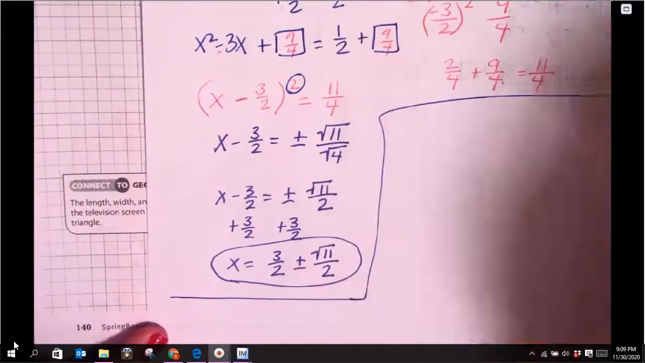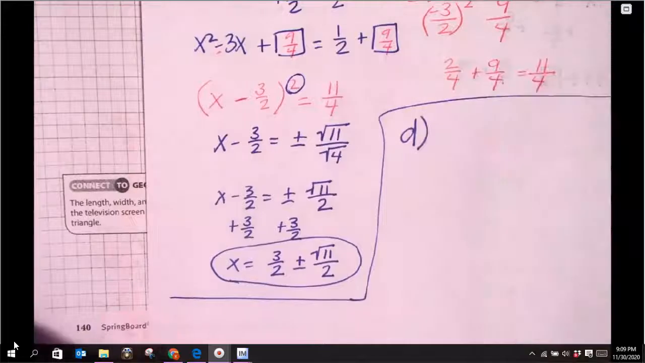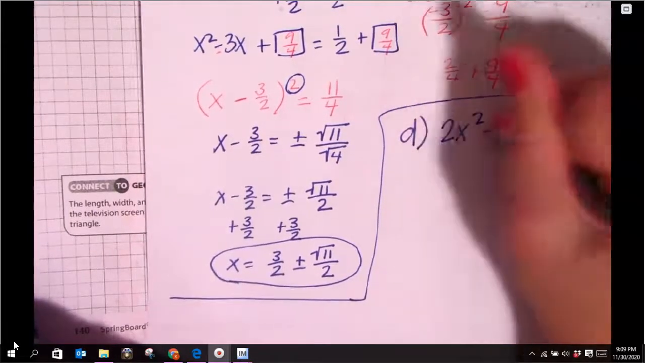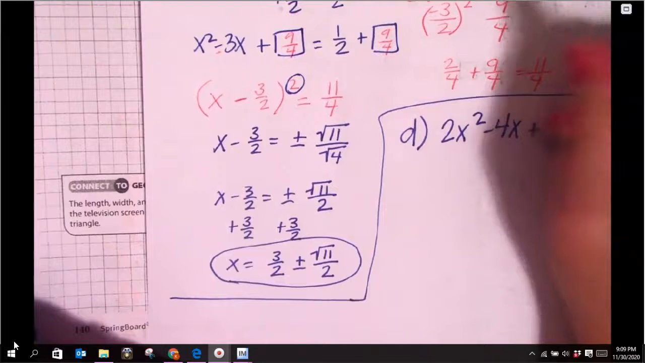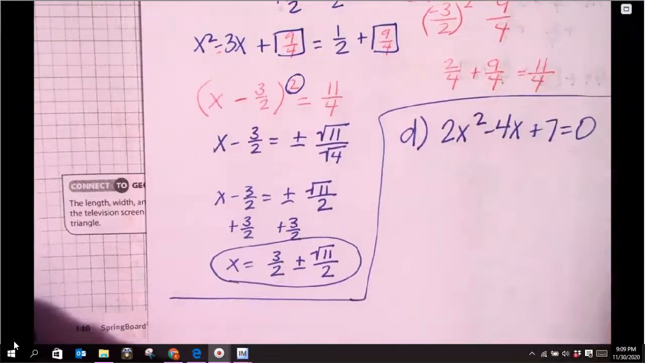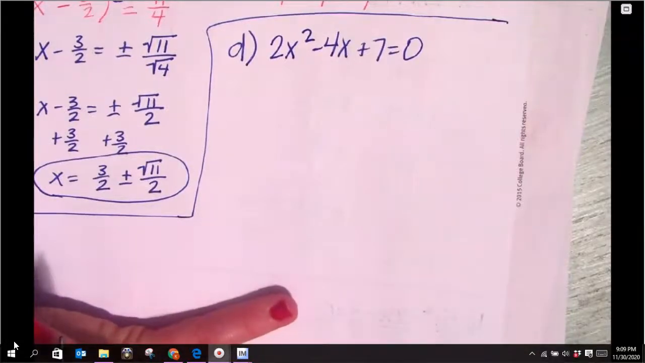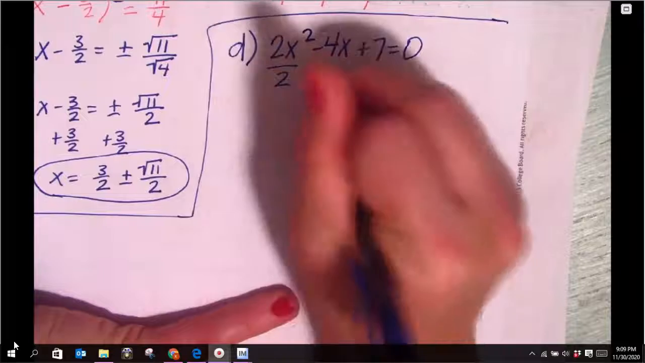Okay, and last but not least is D. Again, I would like for you to pause this and try D on your own. See how far you can get. Once you've gotten as far as you can get, or you've gotten to the end, watch back and make sure you did everything correct. First step is to divide by 2.